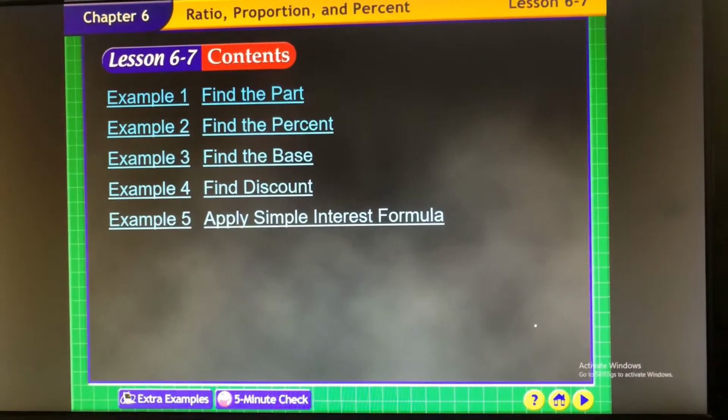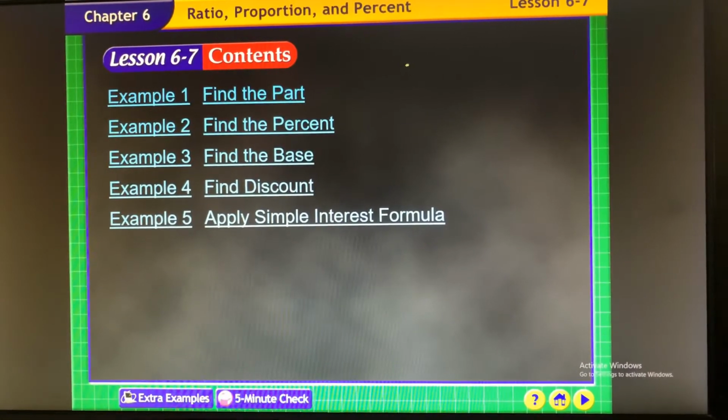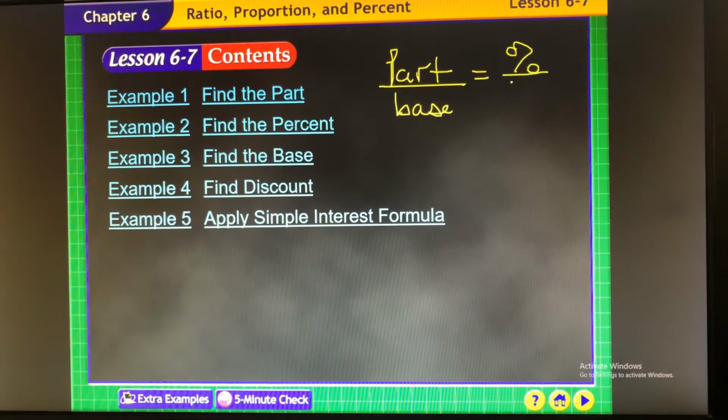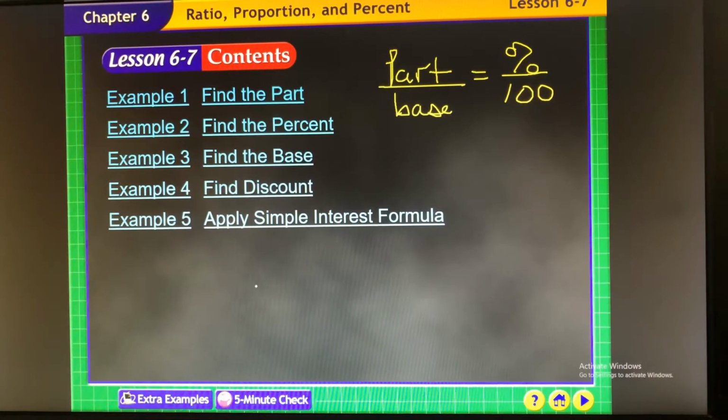Okay, we've done problems like this before, but we did it as proportions where we did part over base is equal to percent over 100. And I'm sure you will like that way better, but I'm going to show you another way to do this. And it's using an equation.